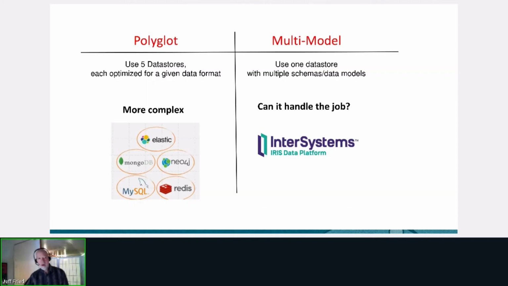And we compared side by side this structure, which is often called polyglot. Polyglot persistence is a fancy term for use of multiple data stores together in a single application versus a multi-model single data store. I'll say of the many databases out there, there's about 24 that handle multi-model well, and there are variances between that. In this case, I compared it with the InterSystems Iris data platform, which is natively multi-model.